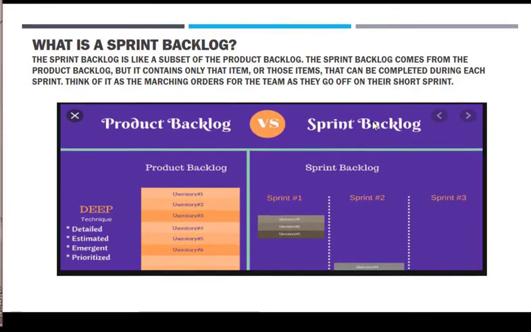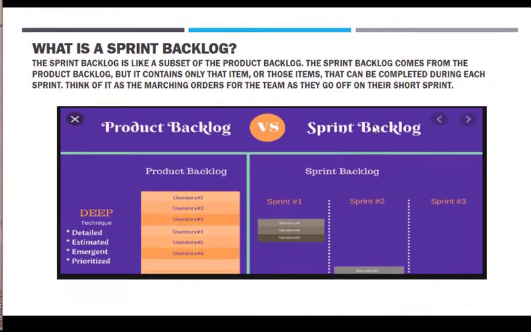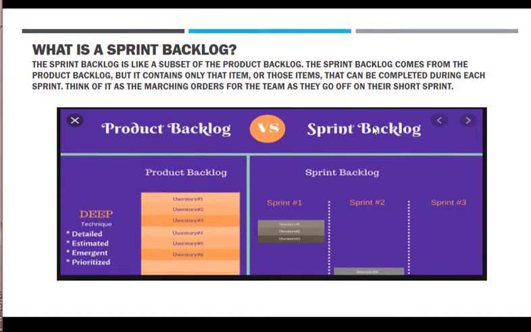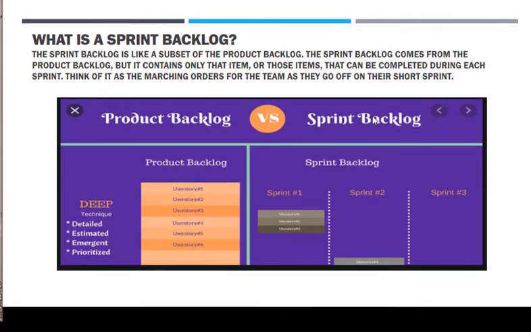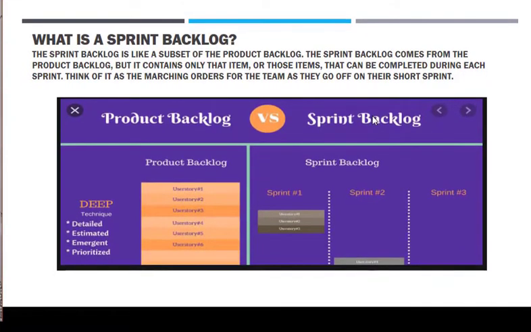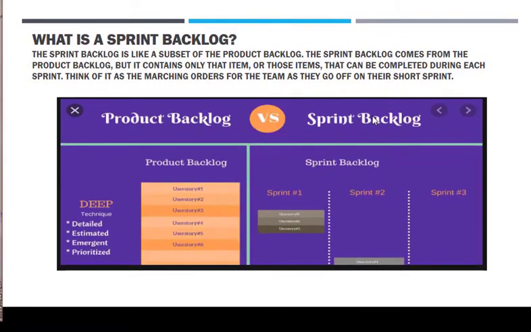short sprint. So the product backlog is all the 6 user stories, and the product owner fetches 3 user stories from the product backlog to the sprint backlog and assigns them to the development team with the help of the Scrum Master.